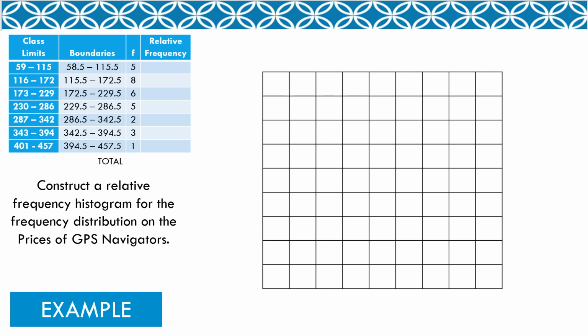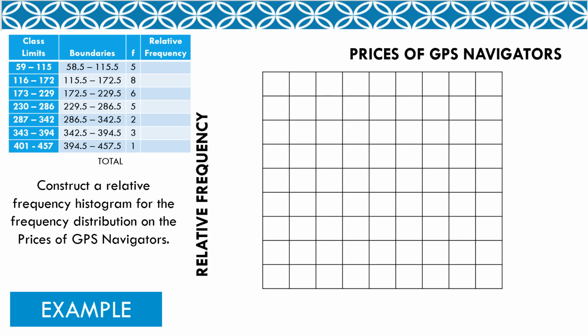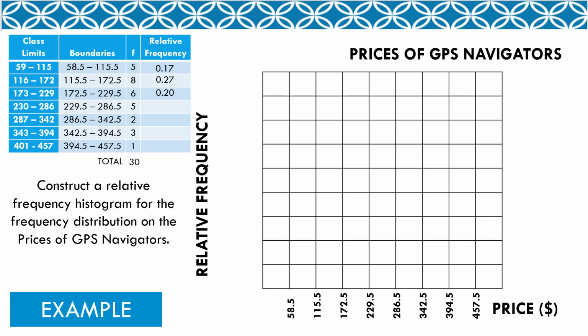Same data, but now we need our relative frequency. So our labels for our graph are very similar, except our y-axis is relative frequency, which means we need to calculate those. The total for our frequencies is 30, and we actually already calculated this on a previous scale. So 5 divided by 30, 8 divided by 30, 6 divided by 30, 5 divided by 30, 2 divided by 30, 3 divided by 30, and 1 divided by 30.